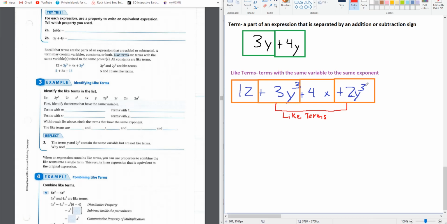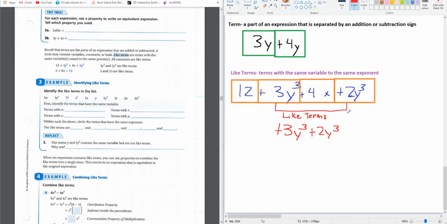The way you know how you're going to combine them is the sign in front, this addition or subtraction sign. So in this case, we have positive 3y to the 3, and the reason I know it's positive is because there's a plus sign right there when I was cutting terms. And then this is positive 2y to the 3.